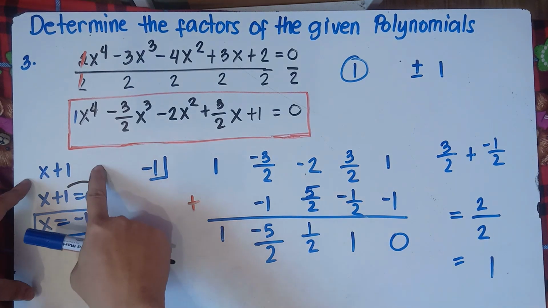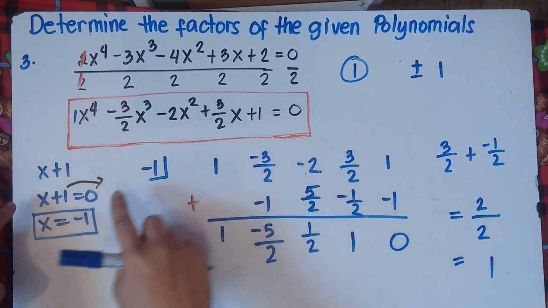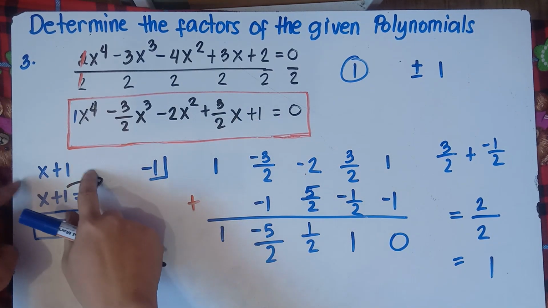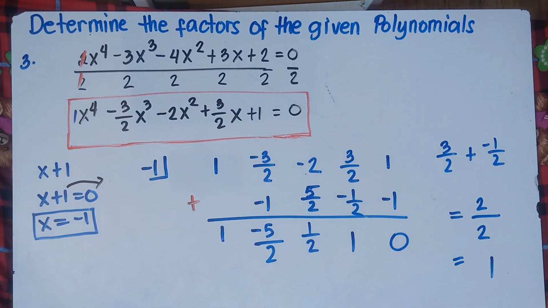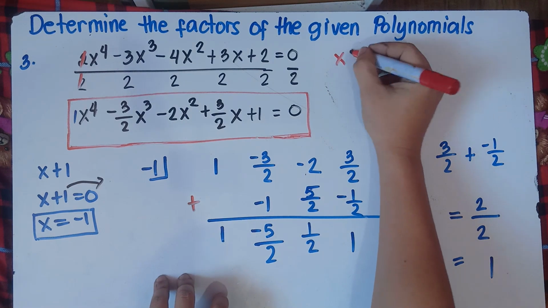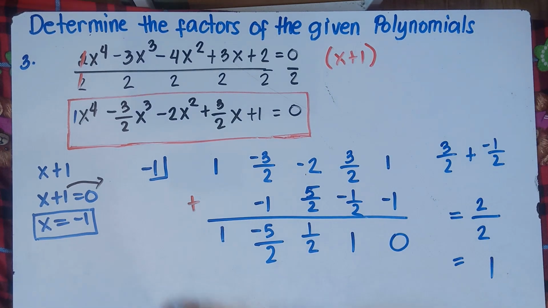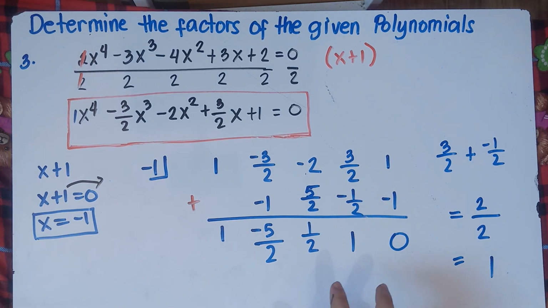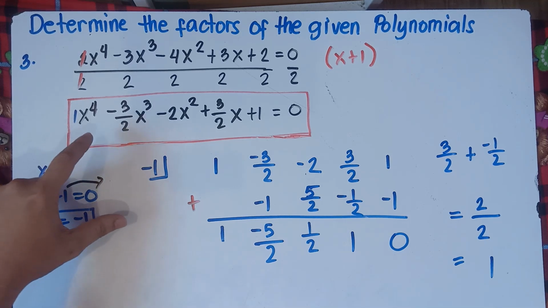This x plus 1 is a factor of this given polynomial. So our first answer, class, is x plus 1. Since this is 0, our first answer is x plus 1. Quite complicated, class, since we're dealing with fractions. So the first answer, class, is x plus 1 is a factor of this given polynomial.